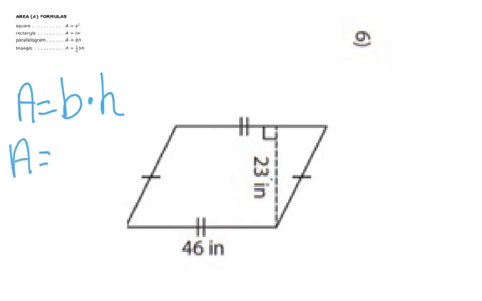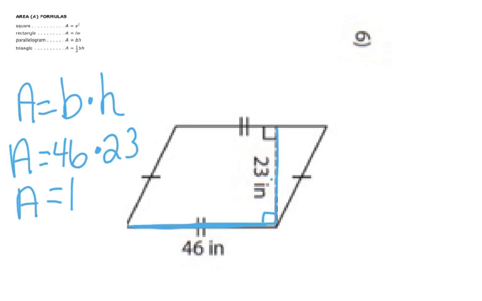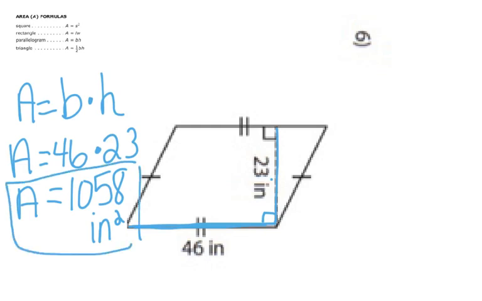So here, now that we turned it, we can see that our base is right here, which is 46, and our height is right here, which is perpendicular to the base. So it's forming that right angle, is 23. So 46 times 23 is 1,058, and our units is inches squared. So that is the area of the parallelogram.